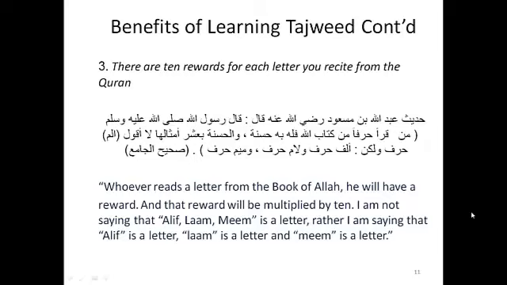Whoever reads a letter from the book of Allah, he will have a reward, and that reward will be multiplied by 10. I am not saying that Alif Lam Mim is one letter, rather I am saying that Alif is a letter, Lam is a letter, and Mim is a letter.